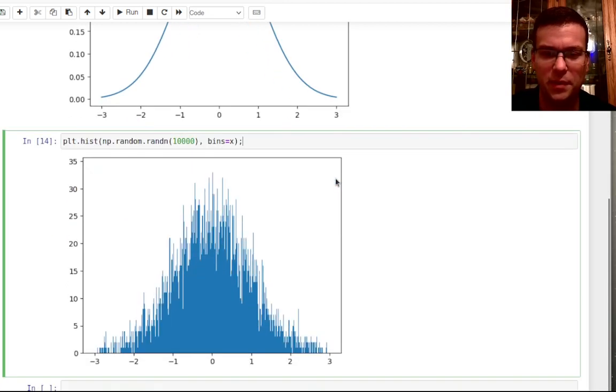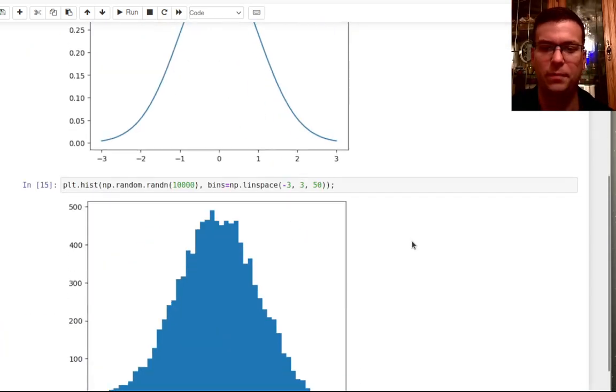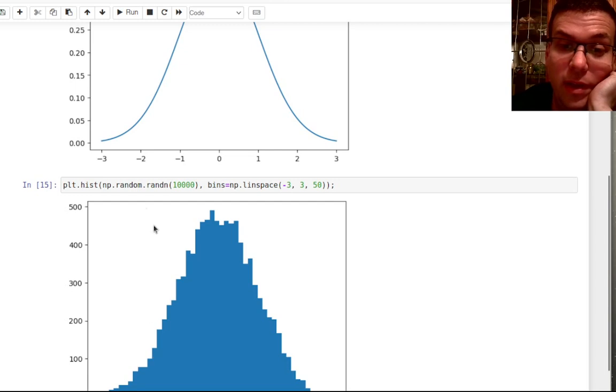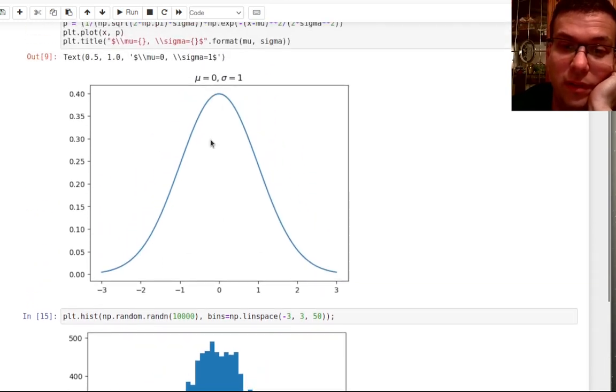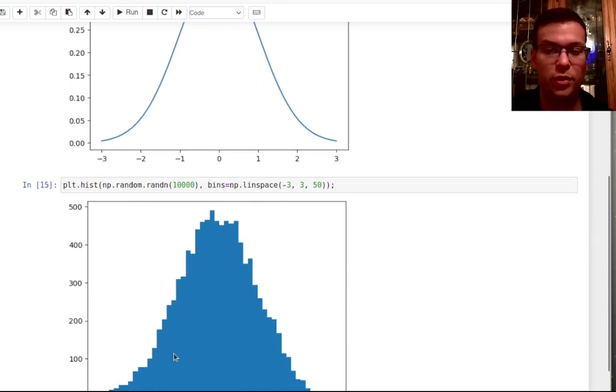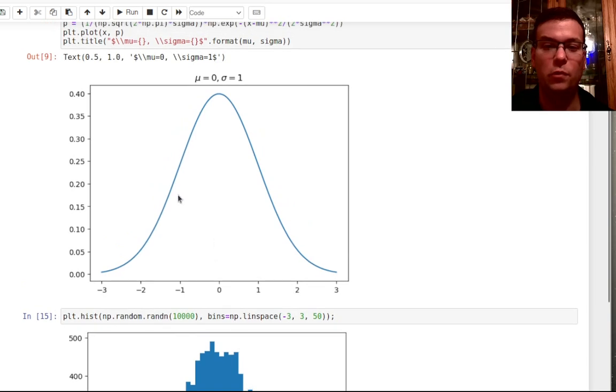Okay, so that's kind of it there. So here is a histogram. Actually, let me say linspace from -3 to 3, maybe just 50 samples. Okay, that's fine. So here is a histogram of what I got out of that method. And that looks a heck of a lot like this distribution, and in fact it is. So what NumPy randn has done is it's actually sampled a bunch of numbers according to this distribution.